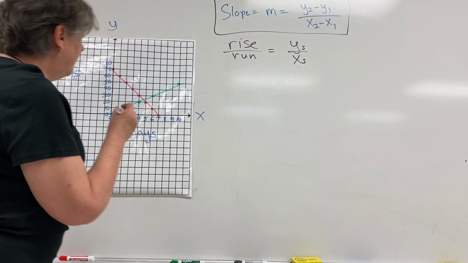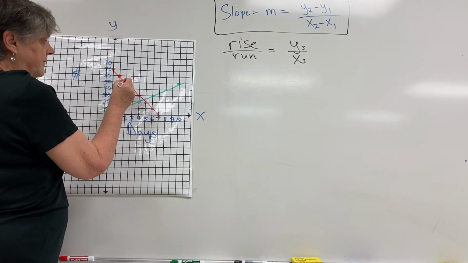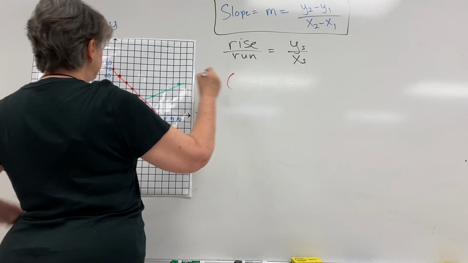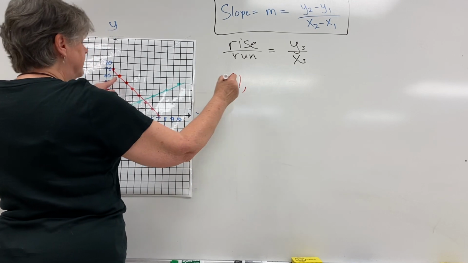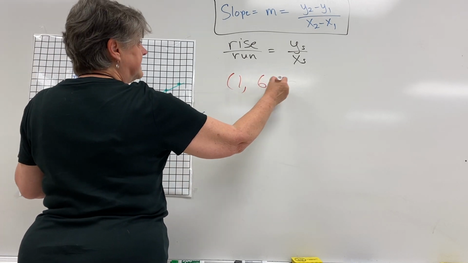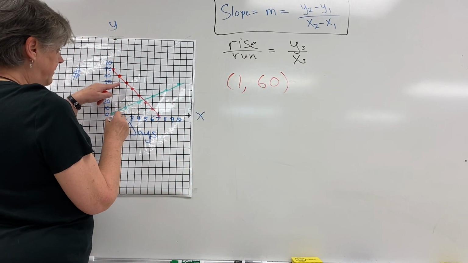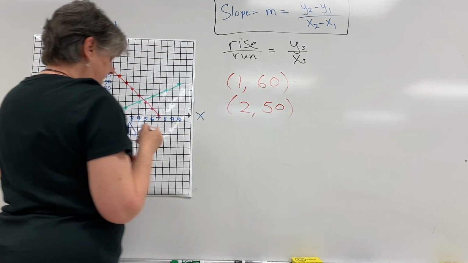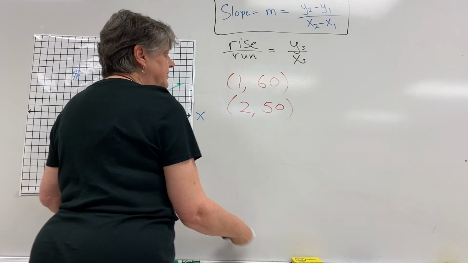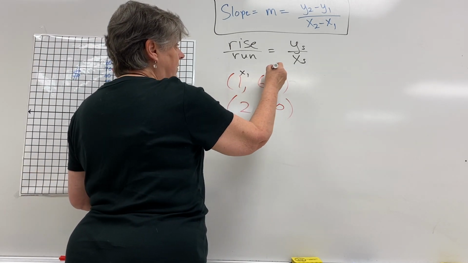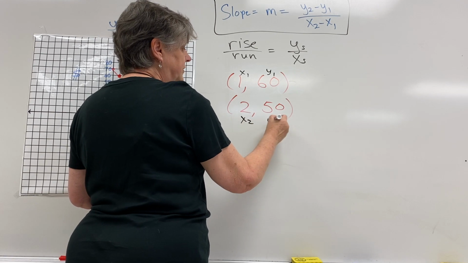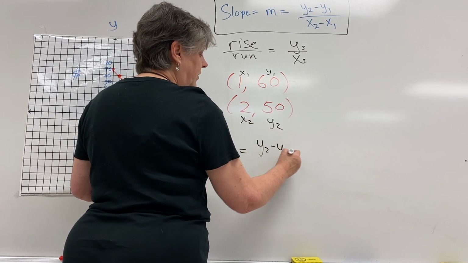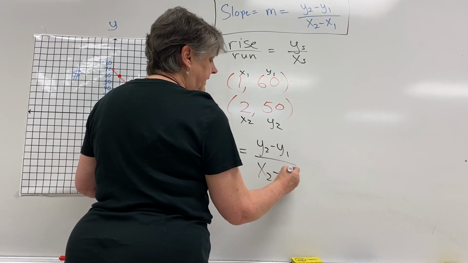I have to choose 2 points again that cross the grid marks. So I'll just choose the first 2 that I have there. First one is going to be 1, 60. And then the next one I can choose is 2, 50. Then I plug in again. I'm going to call this one x1, y1. I'll call this one x2, y2. And then I plug it into my slope formula, y2 minus y1 over x2 minus x1.